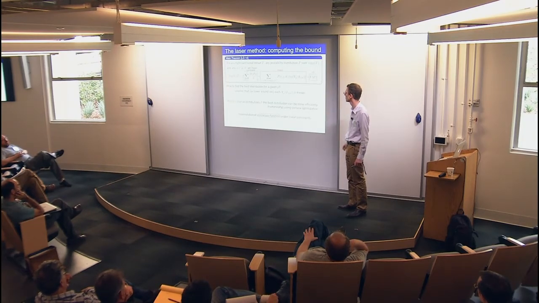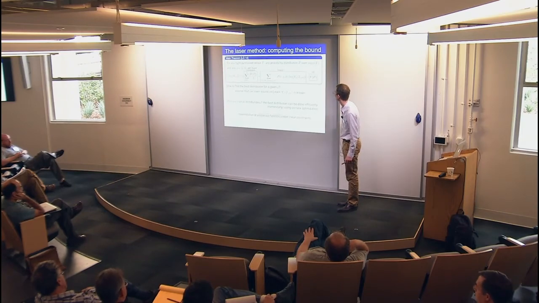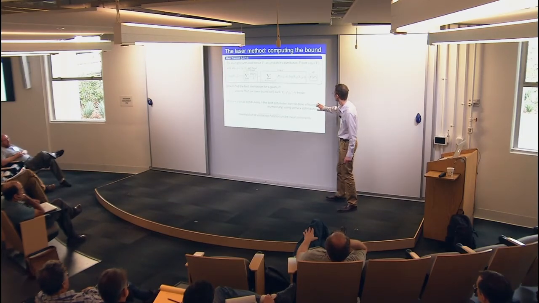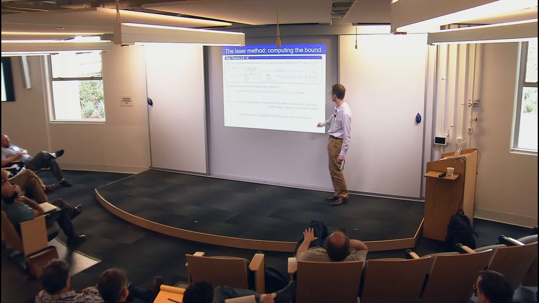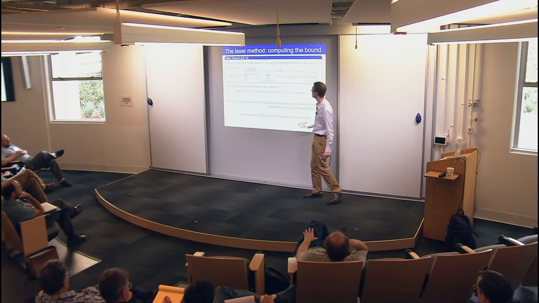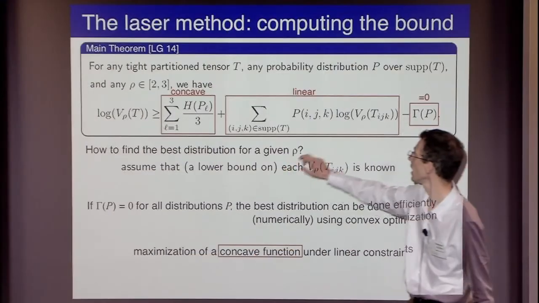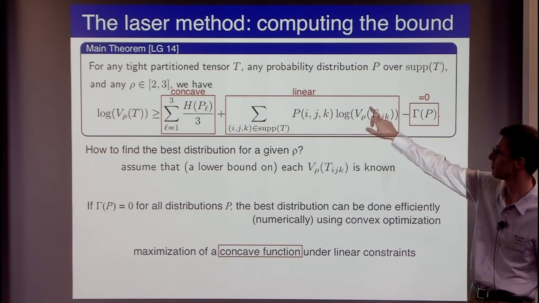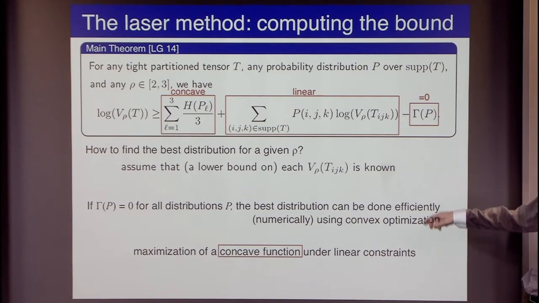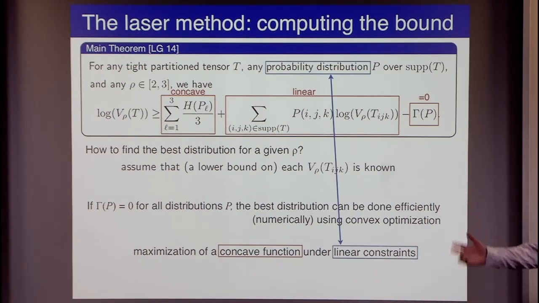I will come to that in 1 minute. I don't have to rush. So if there is no penalty term, it's not difficult because this is concave, the entropy is concave. This is linear when this term is fixed. And the only condition is that P is a probability distribution, so it's linear constraints.